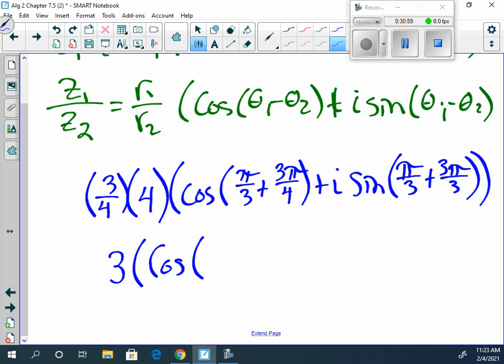Now, there's two ways we can do the next part. I can figure out what pi over 3 plus 3 pi over 4 is, or I can go into the calculator, make sure it's in radians, and do cosine of pi over 3 plus 3 pi over 4, and type it all in. And I have a feeling y'all are going to go with option number 2.